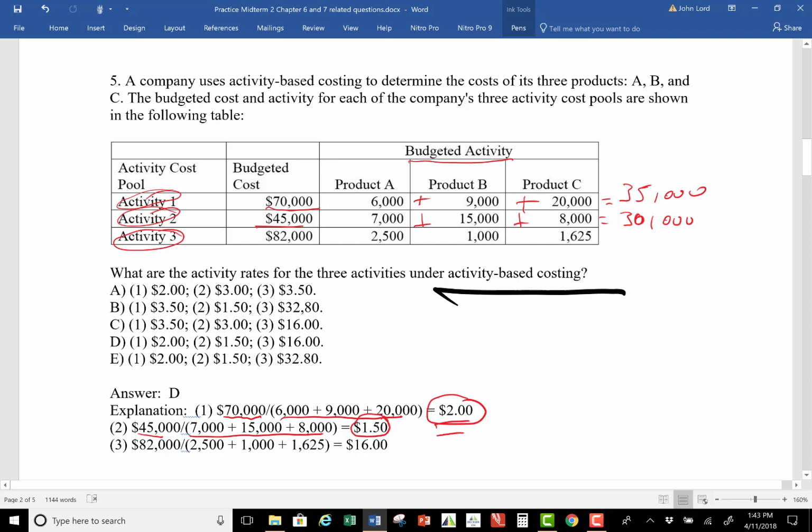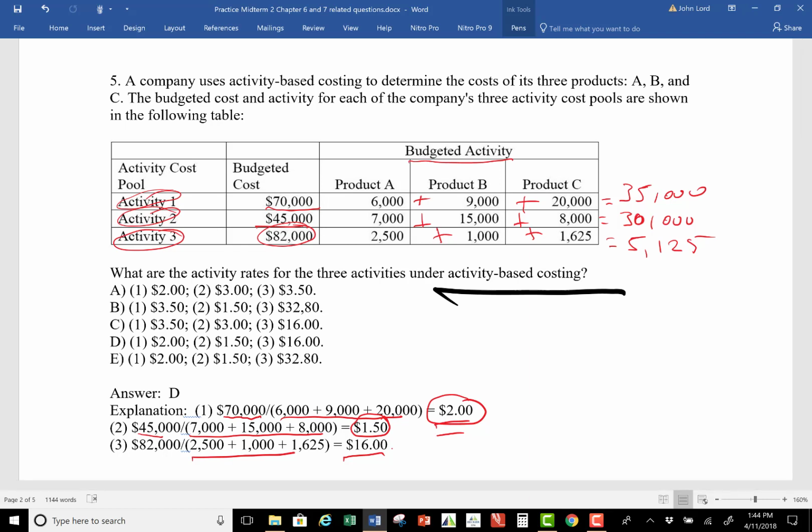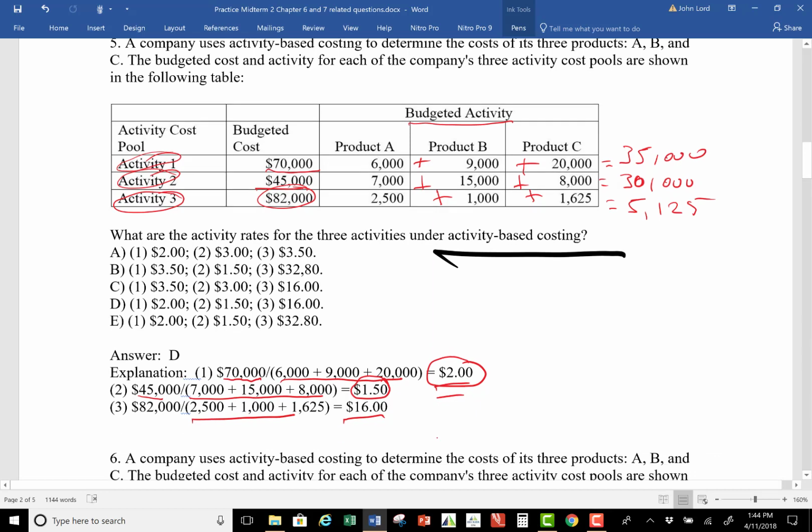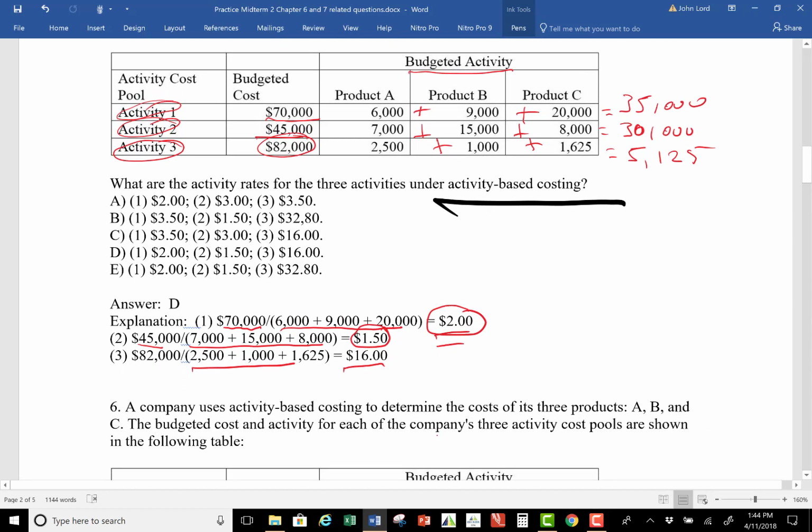Then we do the same thing with this last activity. We add those together. That's 5,125, you say? Okay, and we divide that into the dollar amount of 82,000, and it's $16 per activity. Whatever this activity is, materials handling, number of changes, it is not the number of units of product. Now we come up with answer D as the correct one: $2 for activity 1, $1.50 for activity 2, $16 for activity 3.